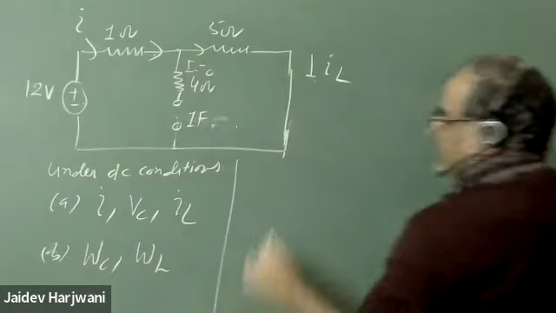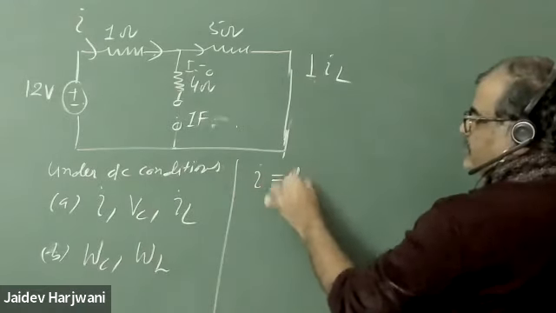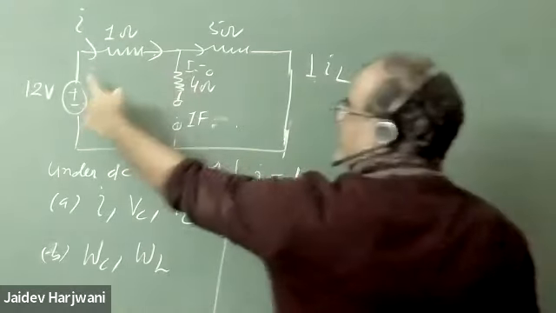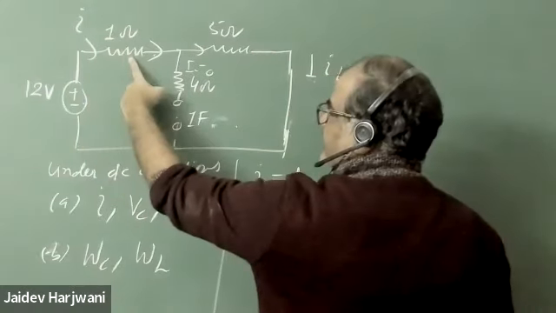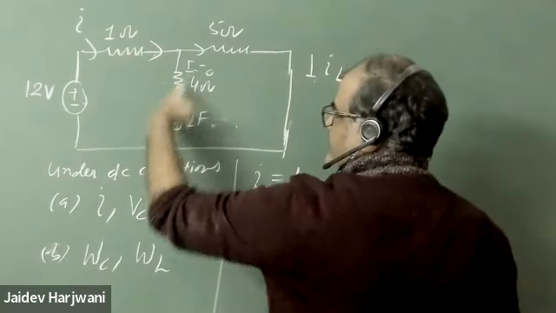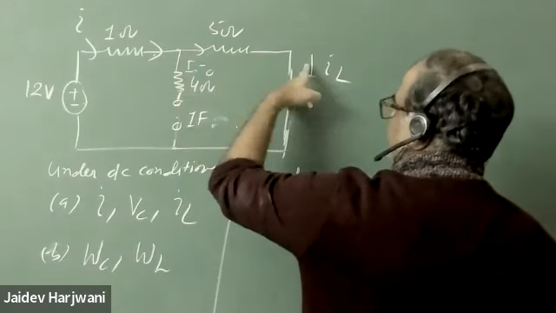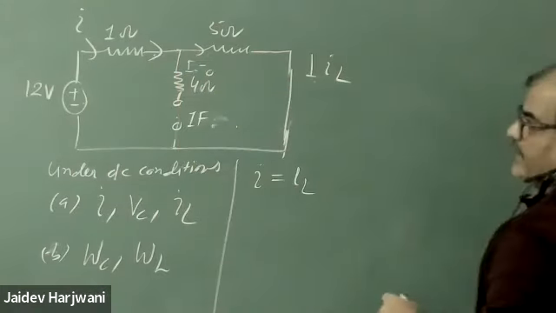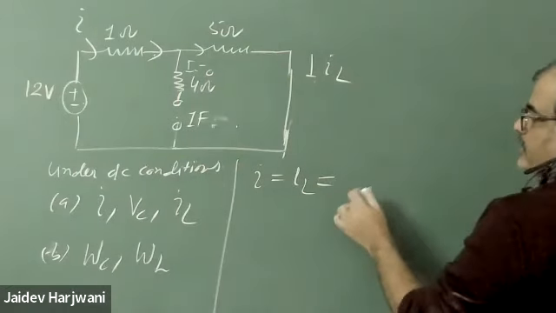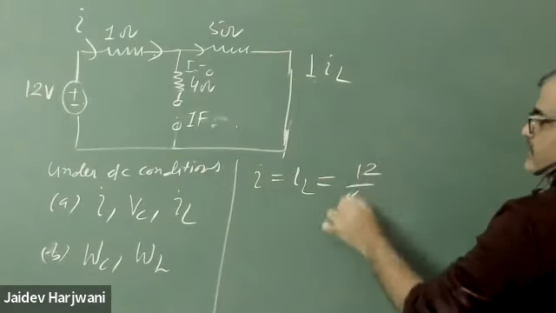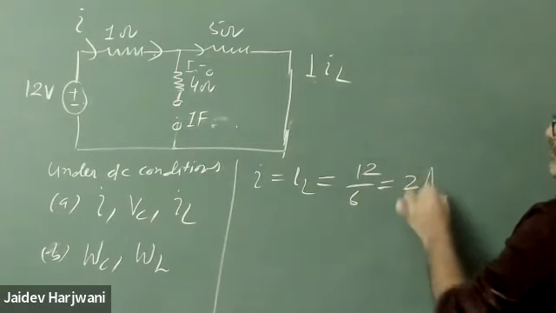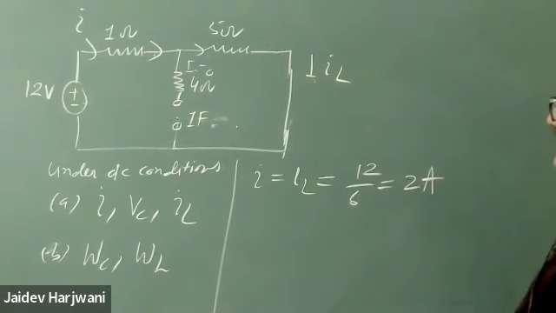So I can write I is equal to IL. This current is coming from here, and there is an open here, so no current is going here. All the current through this node is coming again here. So I equals IL, and that equals 12 upon 6 ohm, which becomes 2 ampere. So I equals IL equals 2 ampere.